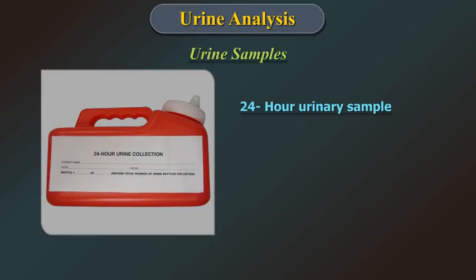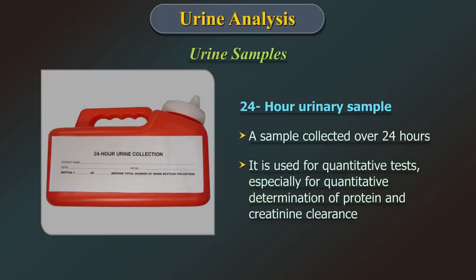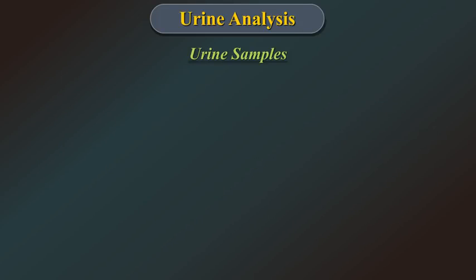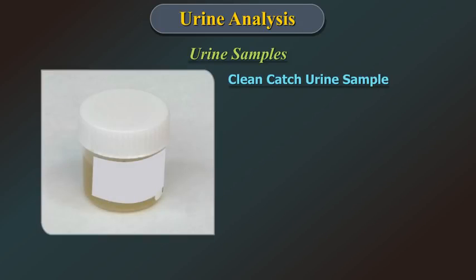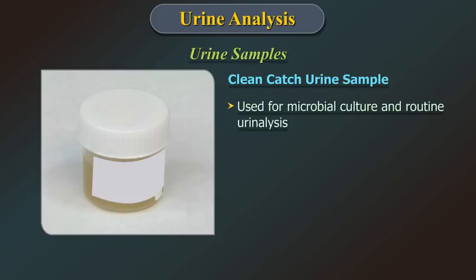The 24-hour urine sample. It is a sample collected over 24 hours. It is used for the quantitative tests, especially for quantitative determination of protein and creatinine clearance. The clean catch urine sample. It is used for microbiological culture and routine analysis.